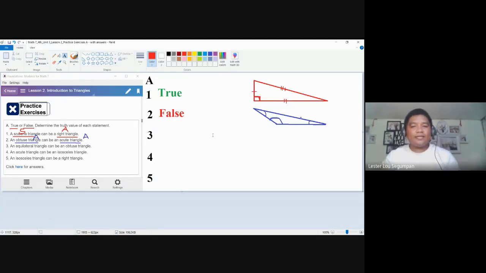So the hint here is this. If the classifications are of different categories, there is a possibility that the answer is true. And if the classifications are both in the same category, thematically that's false. Let's look at number three. Number three states that an equilateral triangle can be an obtuse triangle.